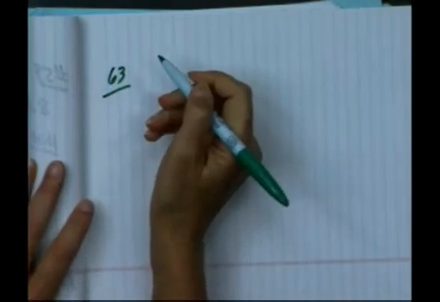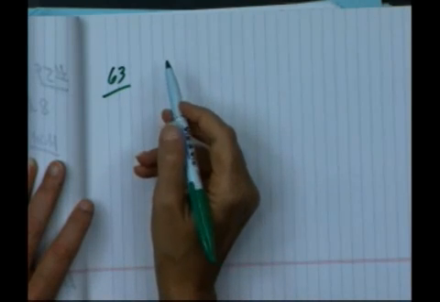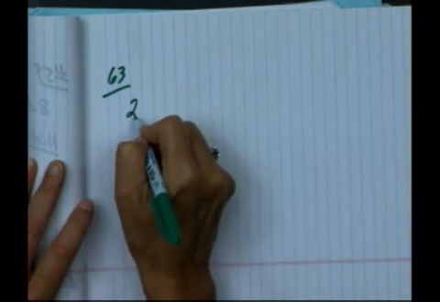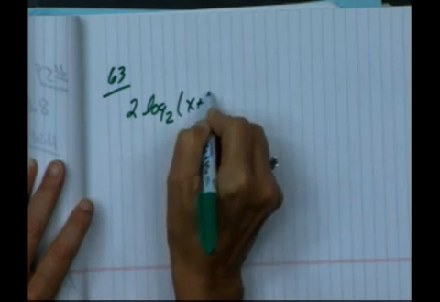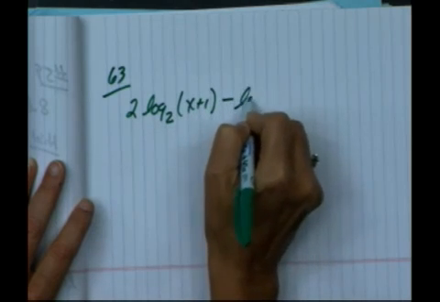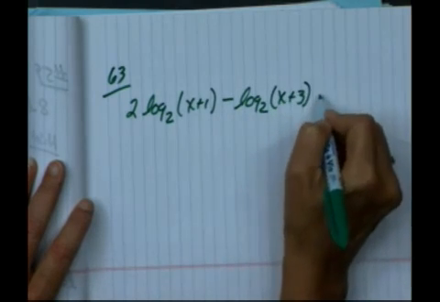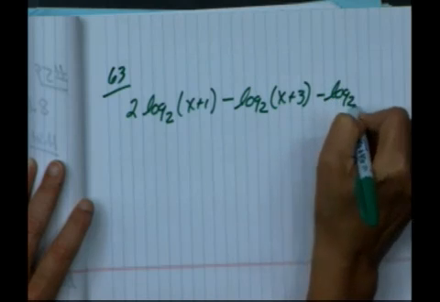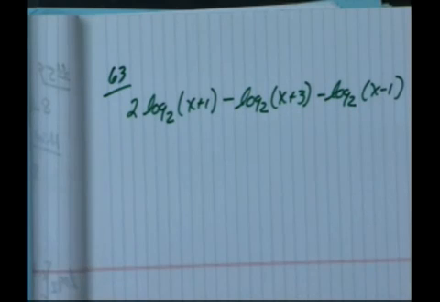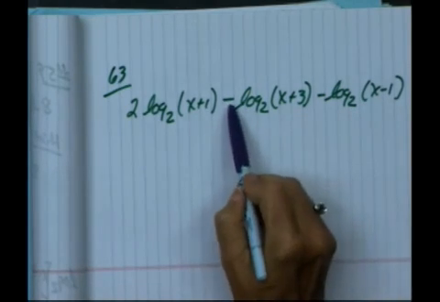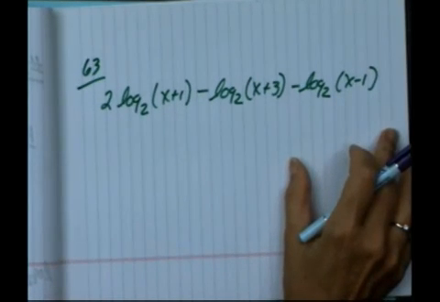Number 63. We're still writing as a single log expression. 2 times the log to the base 2 of x plus 1 minus log to the base 2 of x plus 3 minus log to the base 2 of x minus 1. I picked out this example because you've got 2 terms with negatives here.